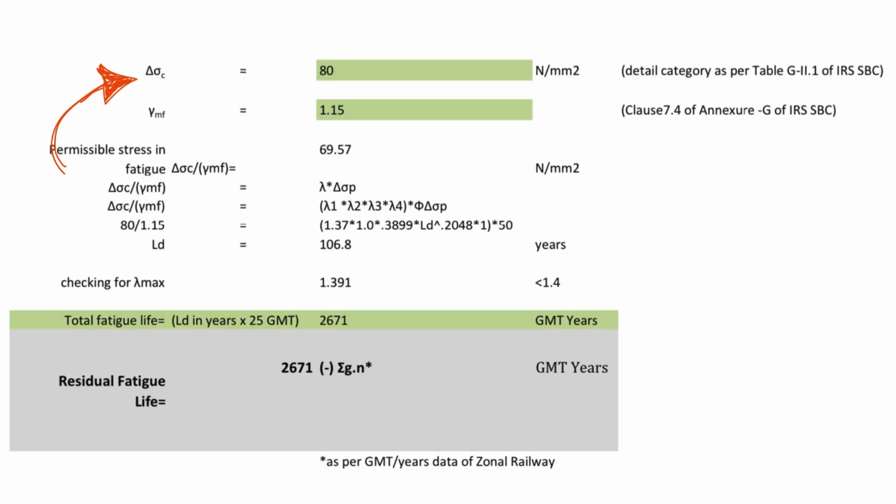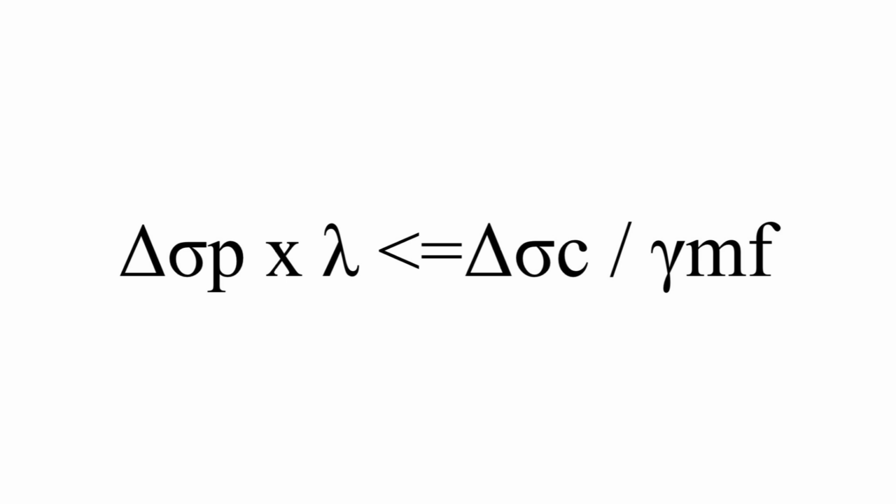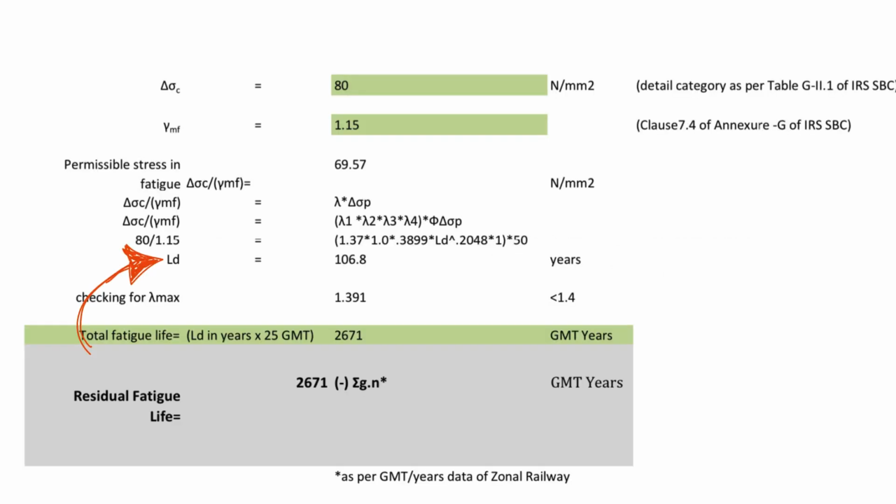The next parameter to be decided is delta sigma c, which is basically the detail category of the component. From table G2 given in Appendix-G, the detail category matching with the stringer is given as 80 Newton per millimeter square, so delta sigma c can be taken as 80. Gamma MF, as we have already discussed, is a partial safety factor, always taken as 1.15 as per IRS Steel Bridge Code. Now coming back to our basic equation, if we put values of all these parameters, we can calculate the value of LD. In the present case, the value of LD comes out to be 106.8 years.